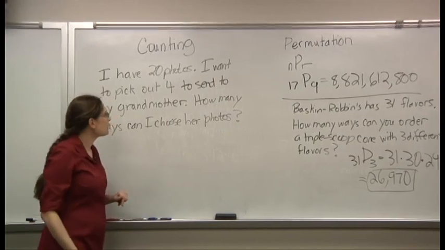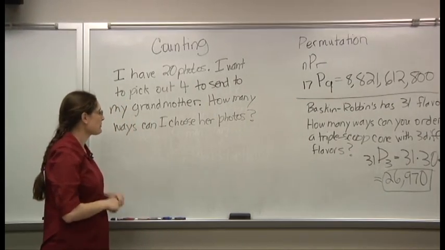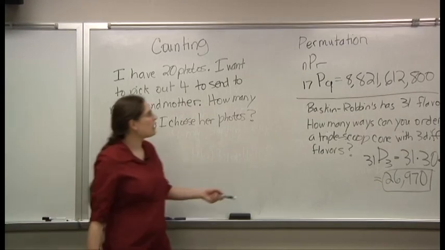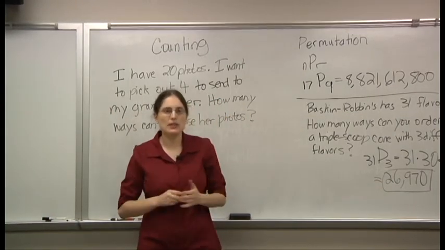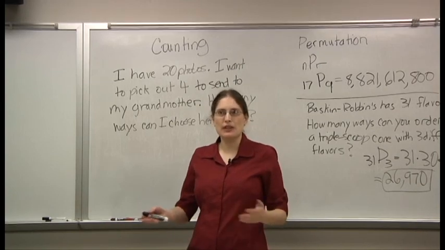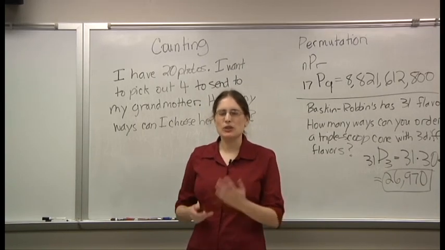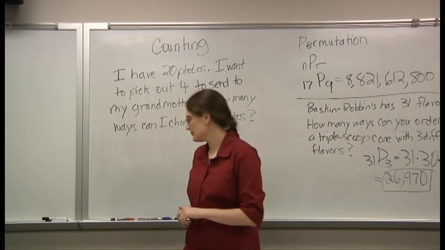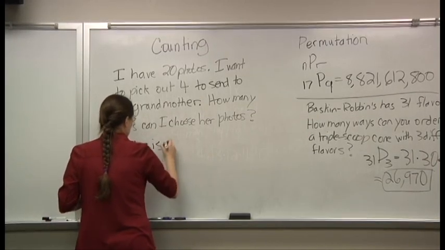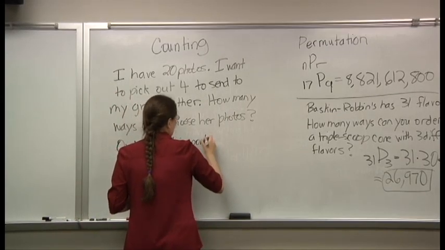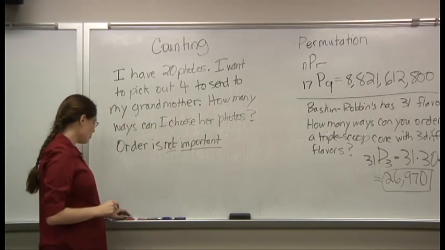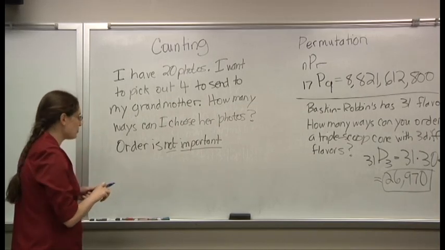I have 20 photos. I want to pick out 4 to send to my grandmother. How many ways can I choose her photos? Well, we could try a permutation, like 20P4. But the thing is, does the order matter? I just put the pictures in an envelope and I mailed them to her. It doesn't really matter which one goes first and which one goes second. So we use the combination rule.